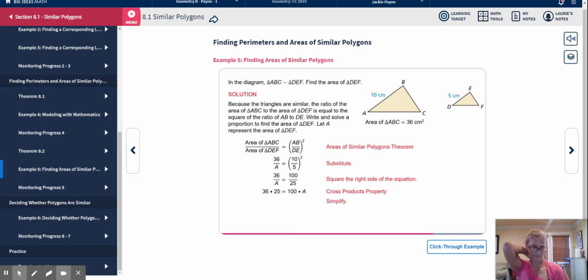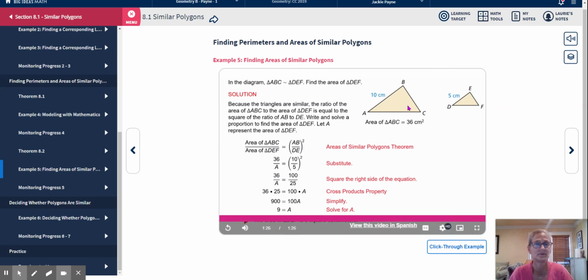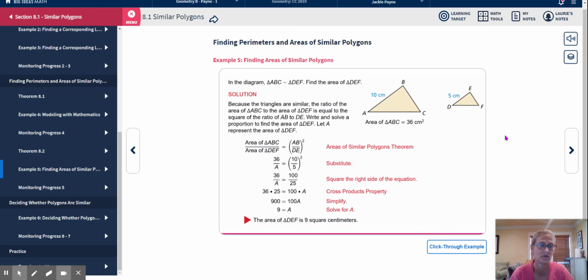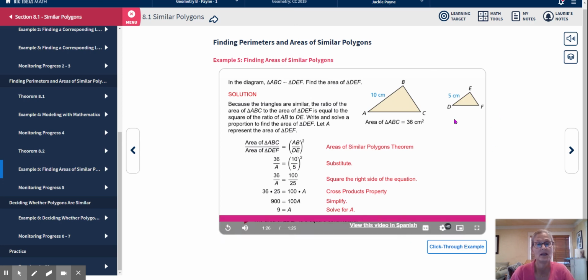Simplify, and this gives you the equation 900 equals 100A. Solve for A by dividing each side of the equation by 100, and 9 is equal to A. So the area of triangle DEF is 9 square centimeters. When you're looking at this picture, that actually makes sense. If this one's 36, this looks like about a fourth, which is 9.